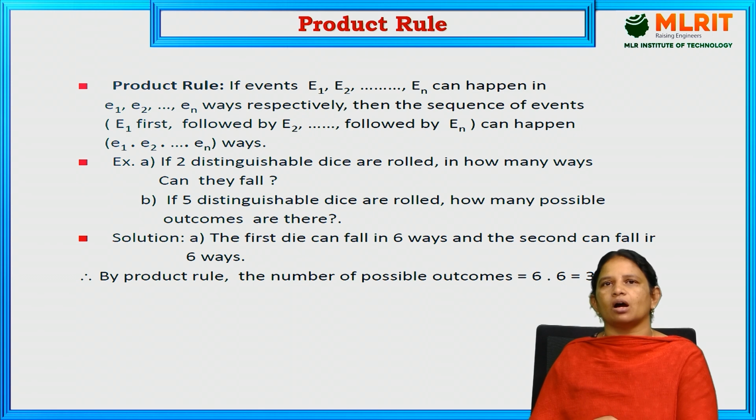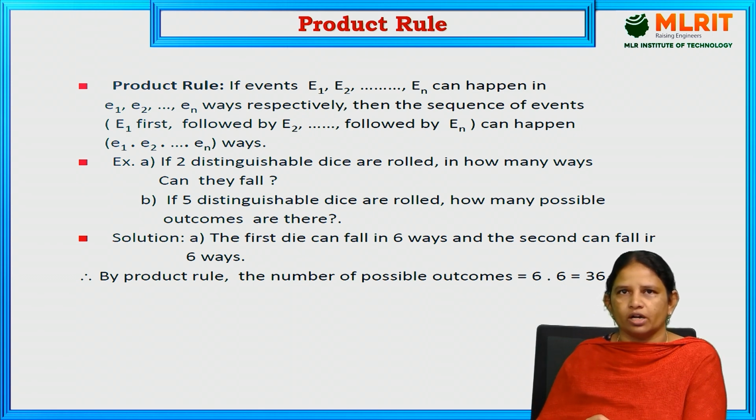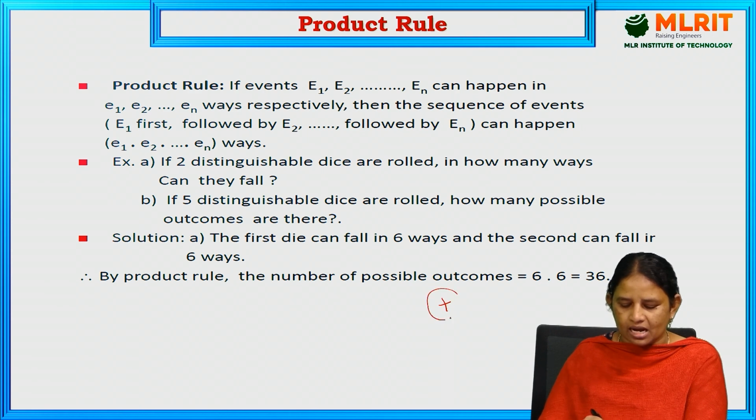Then coming to the product rule. In the case of the product rule, we have to multiply. But in the case of the sum rule, we can add the set of events S1, S2, S3.